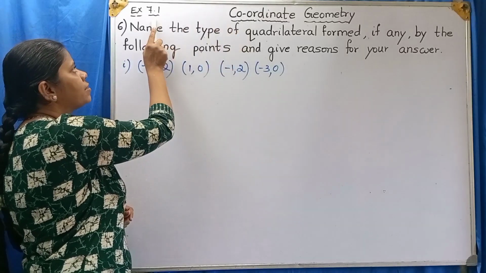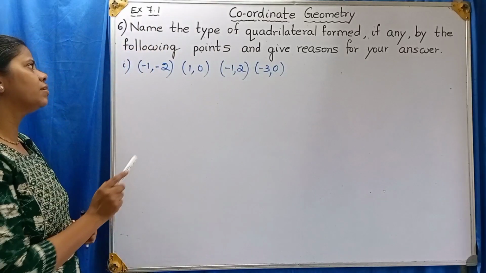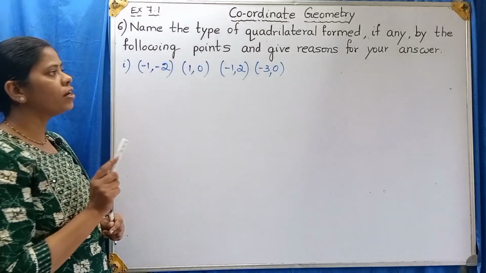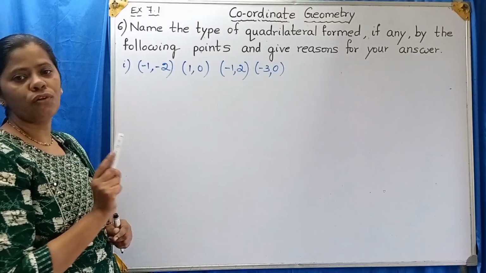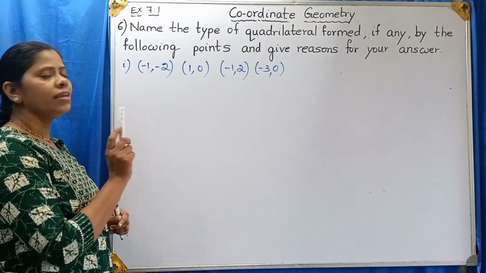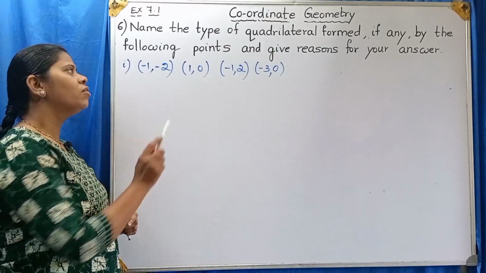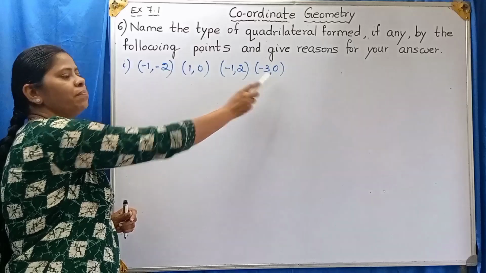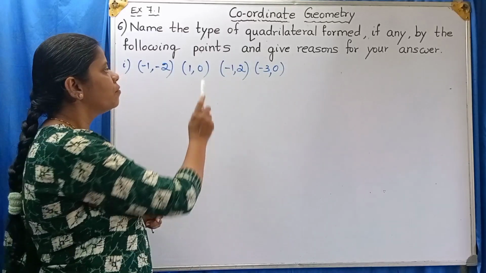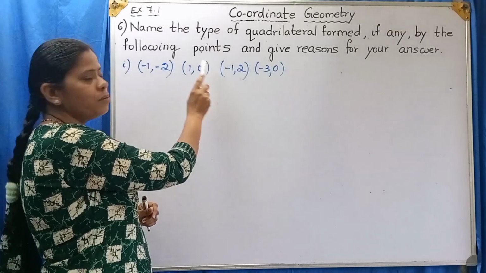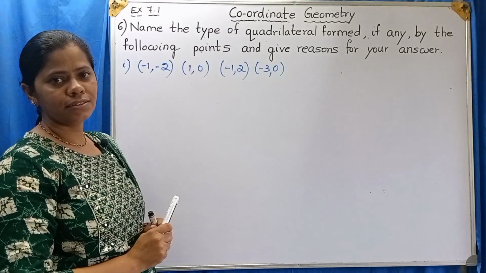Coordinate geometry, exercise 7.1, sixth question. Name the type of quadrilateral formed, if any, by the following points and give reasons for your answer. In this question, they have given 4 vertices. And we have to say which quadrilateral is formed by these 4 vertices.